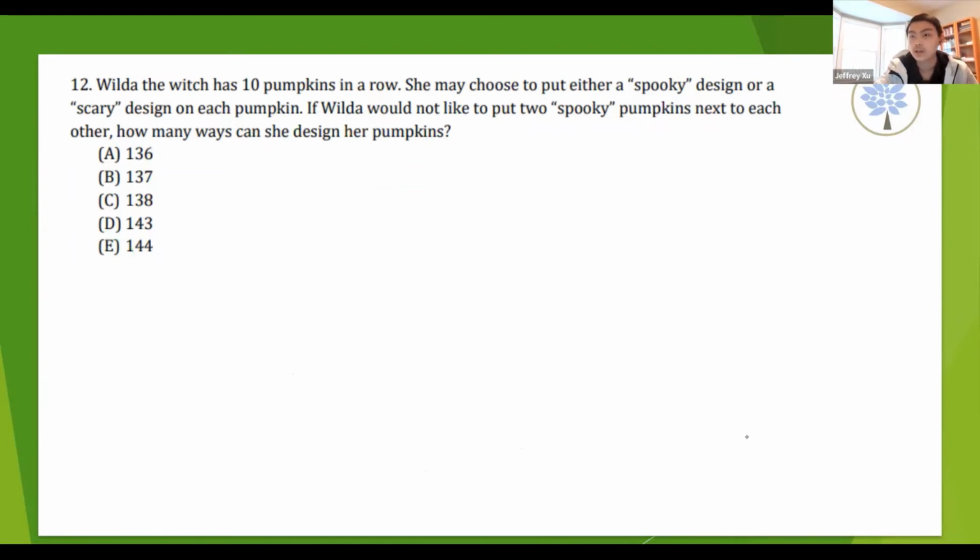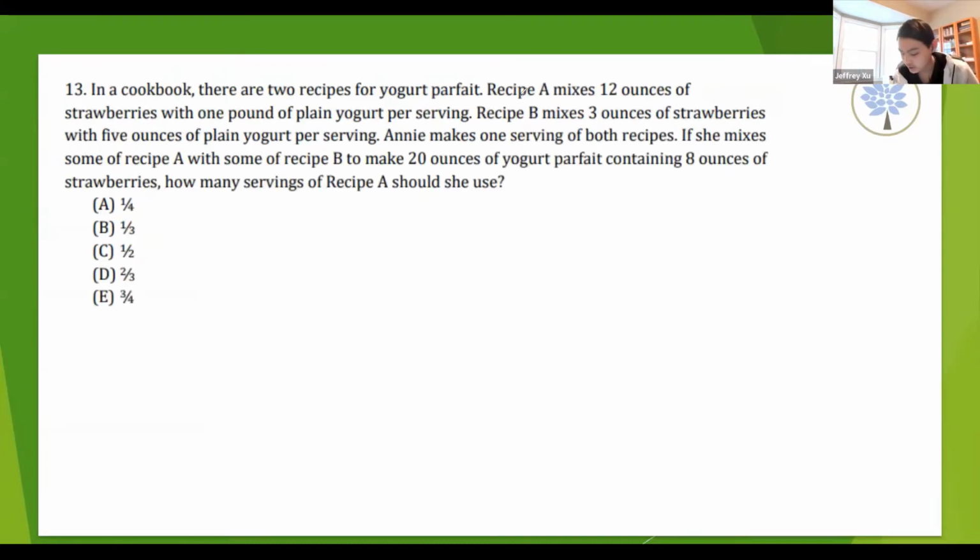So now let's look at number 13, and it looks like some people had questions about this one. So we'll go over it now. Let's read the problem first. There's 2 recipes, and recipe A has 12 ounces of strawberries and 1 pound of plain yogurt. And 1 pound is just 16 ounces, so I'm just going to write it that way.